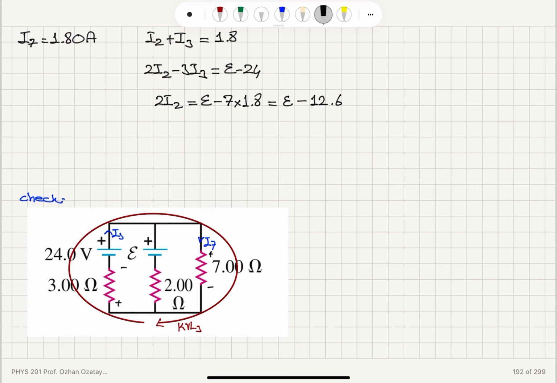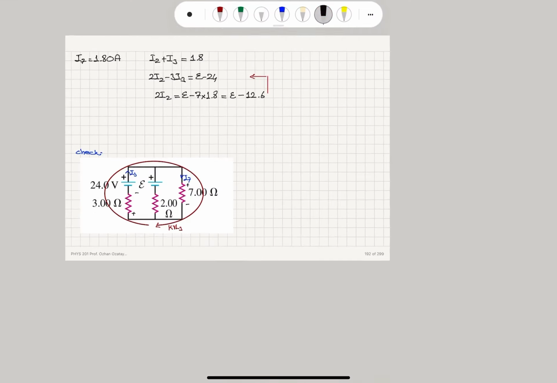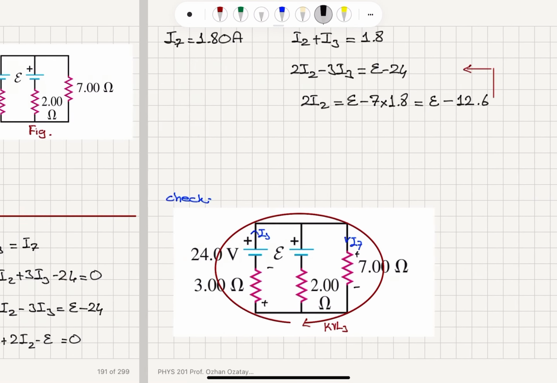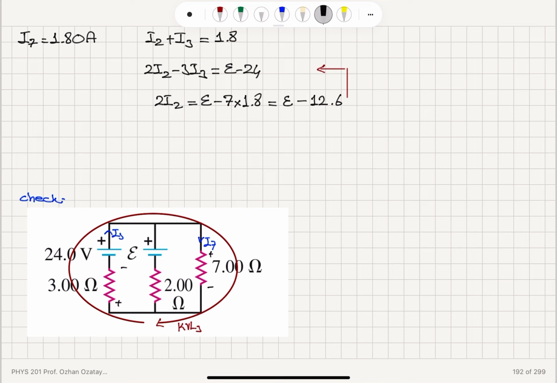So I can substitute this for 2I2 into this equation. So I can go up here and substitute this into the equation I obtained from KVL1. So that gives me epsilon minus 12.6, which is what I'm substituting for 2I2 here, minus 3I3 is equal to epsilon minus 24.